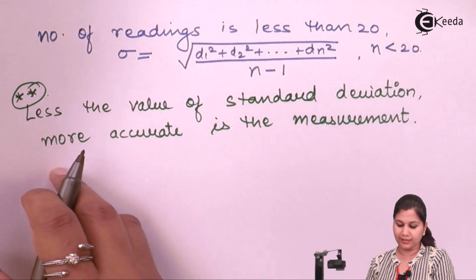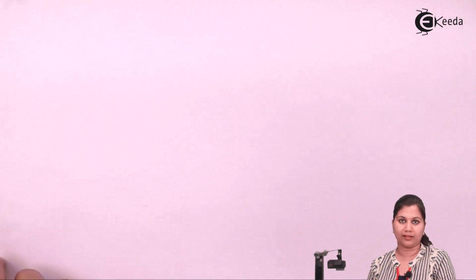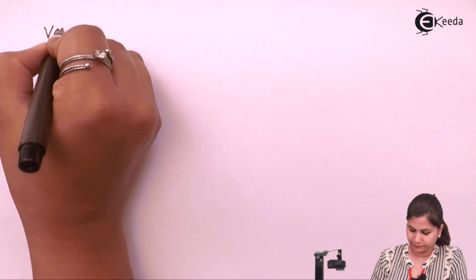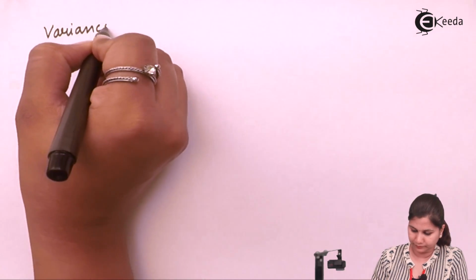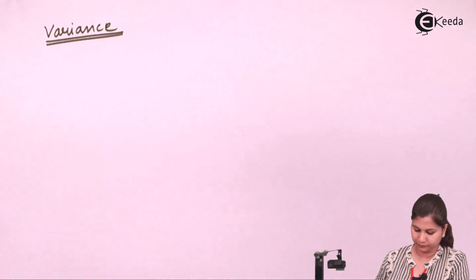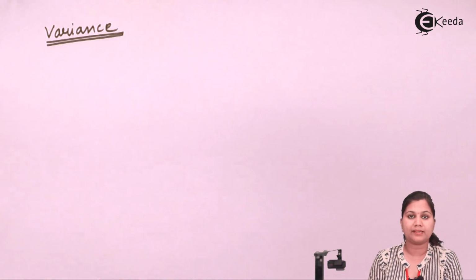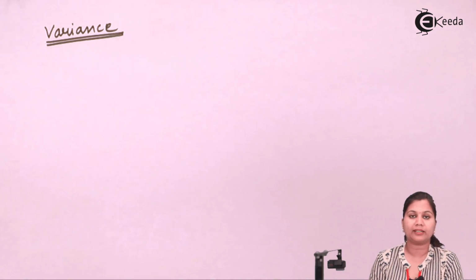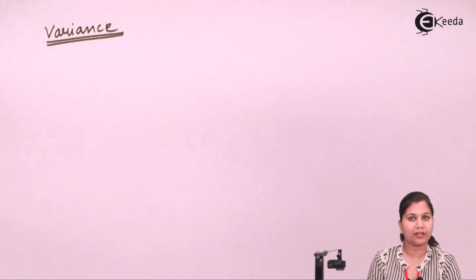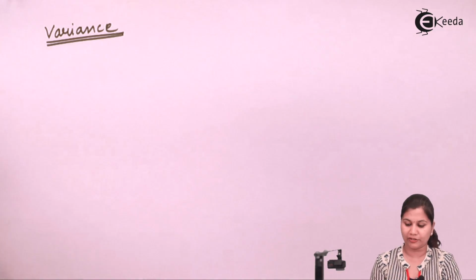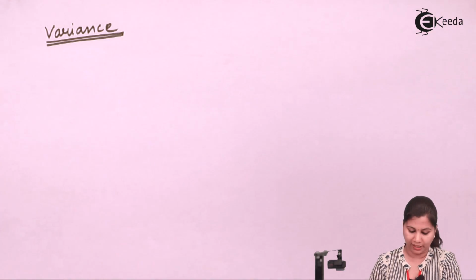Now the next and last term is the variance. Variance means the square deviation. In the standard deviation we calculate the root mean square deviation, and if we calculate only the square deviation, then that is called the variance.